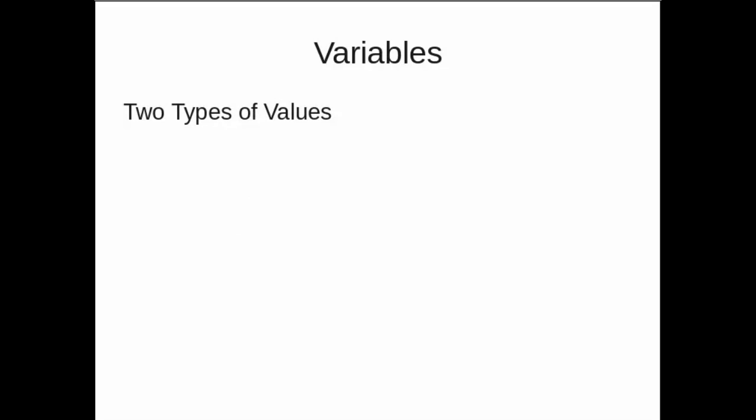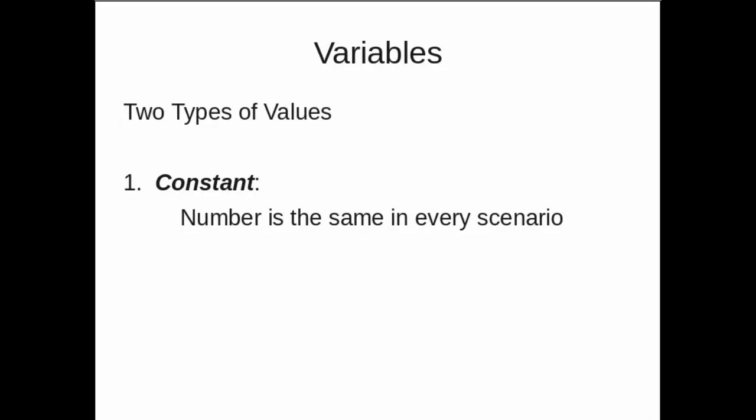Now basically there are two types of values that you're going to see in an expression. The first is called a constant. This is the number that stays the same in every scenario. For example, if you're getting paid for your job, let's say you're getting paid $8 an hour. Now the 8 is the constant. That's always going to be 8, no matter what.